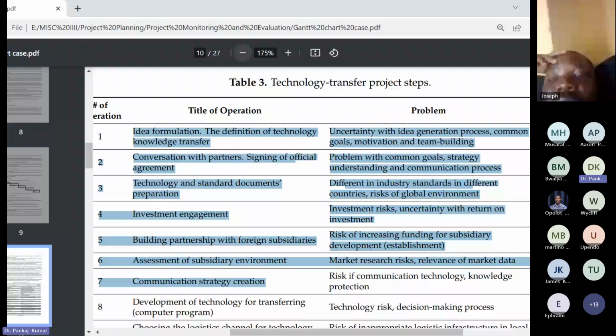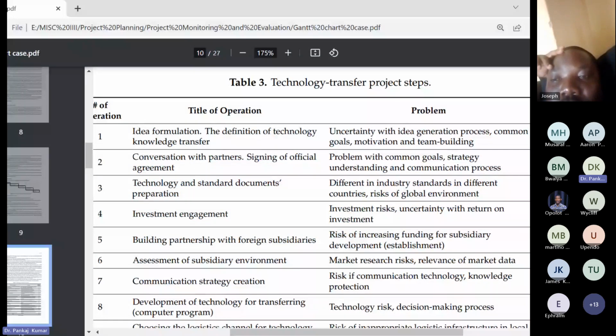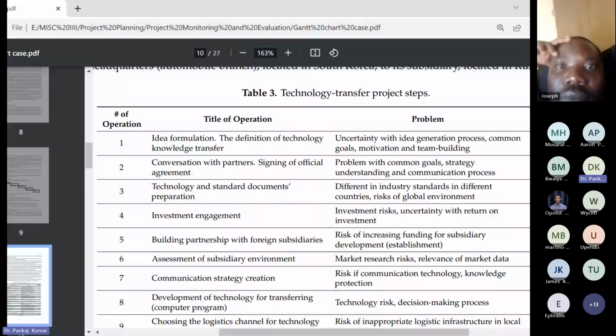And on the right side, you will see common goals, motivations, and team building. And we have also mentioned the duration in weeks: how much time you will take to complete the first operations. In this way, you can also design in your own industry which operation can be performed in how many days.